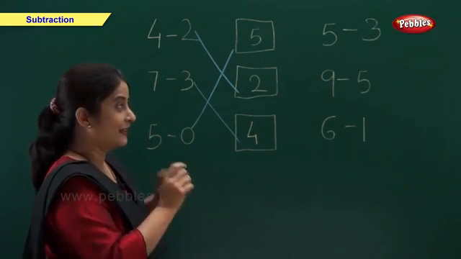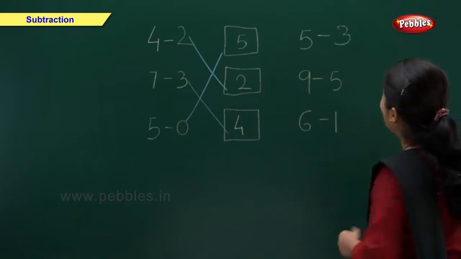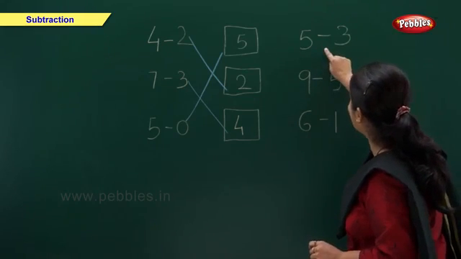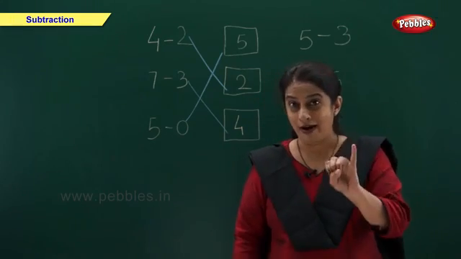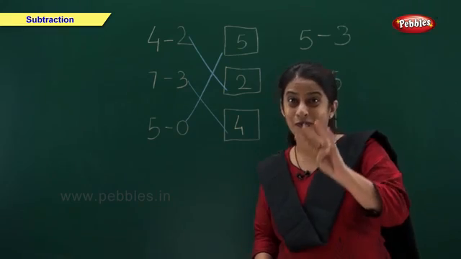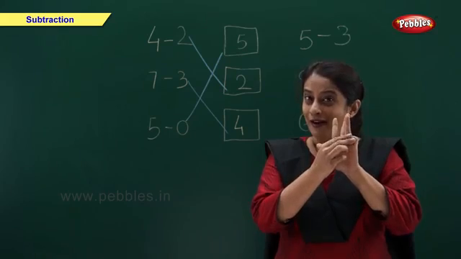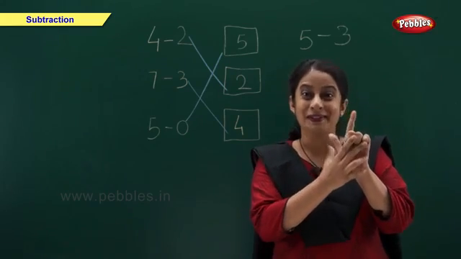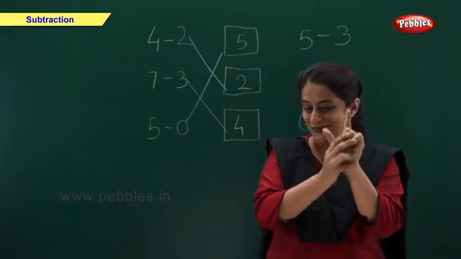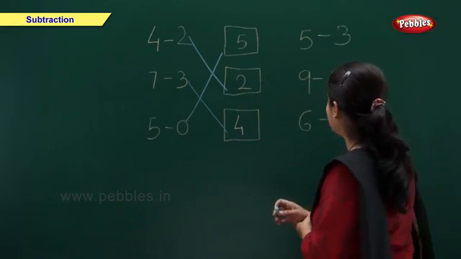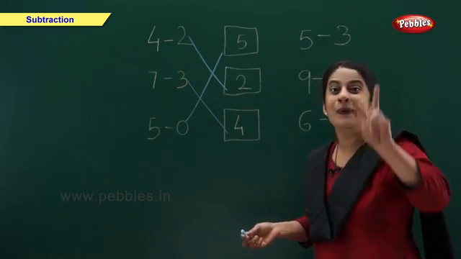Now let's check the numbers on other side. Oh, what we have here? We have 5 minus 3. Let's count. 1, 2, 3, 4, 5 minus 3. 1, 2, 3. How many fingers? 2. So friends, 5 minus 3 is equal to 2.